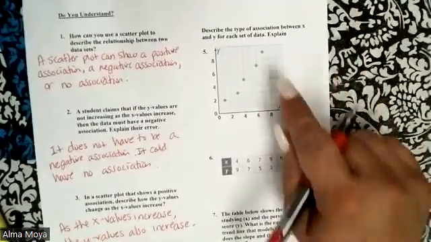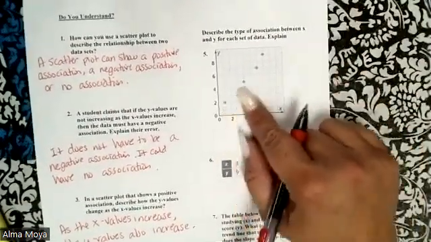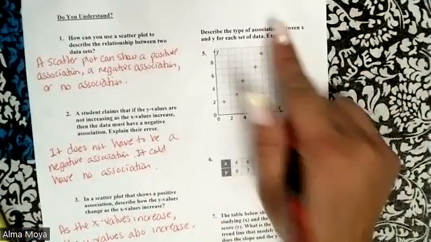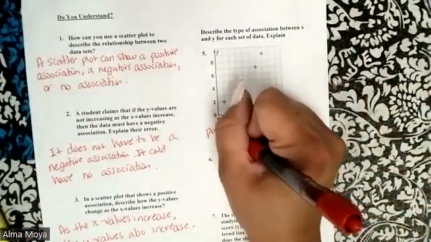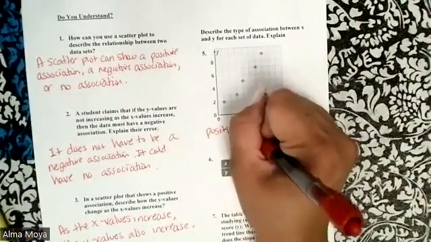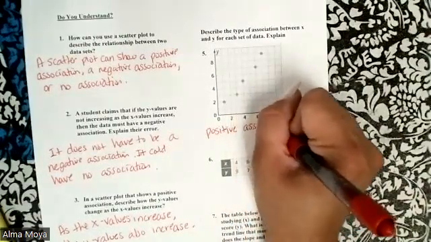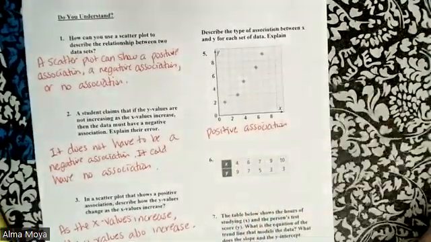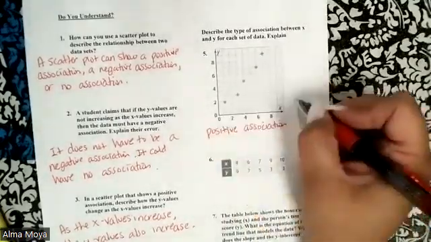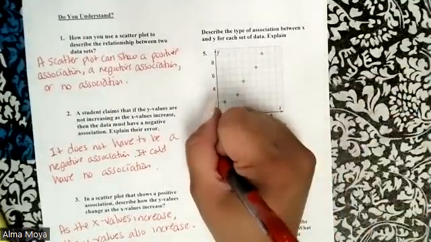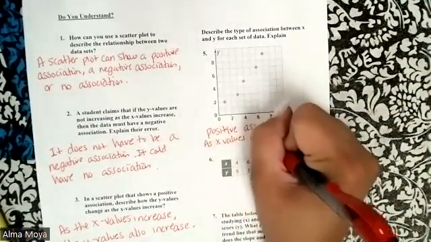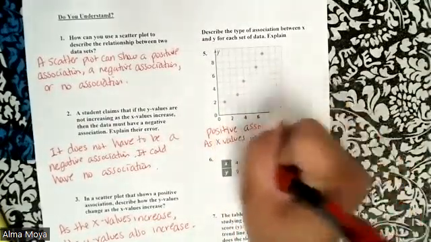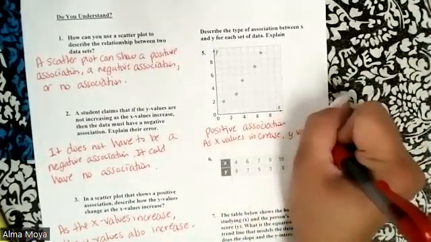Describe the type of association between the x and the y. If you notice, the points are going up. So this is going to be a positive correlation or association, sorry. Different books use different words. This book uses association. This is a positive association. As x values increase, y values increase.